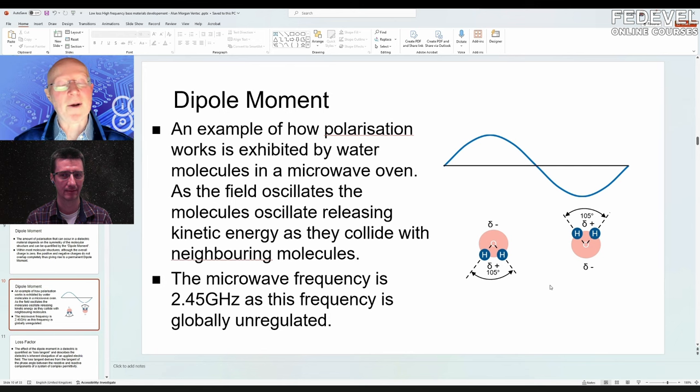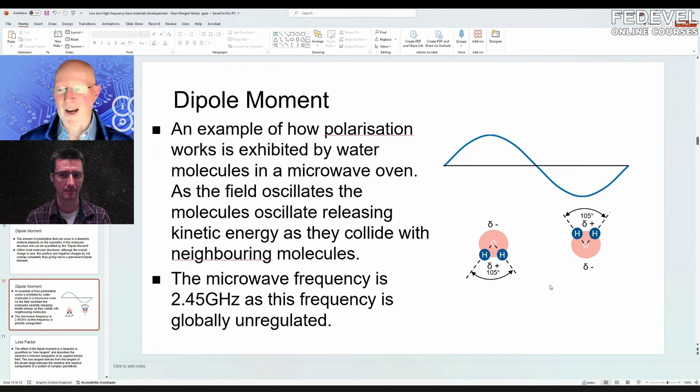It's also interesting how some china or porcelain cups you put in the microwave can get really hot, and some of them stay cold. The reason is the ones that get hot have a fairly high dipole moment.